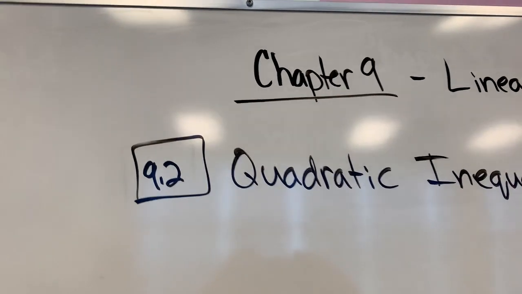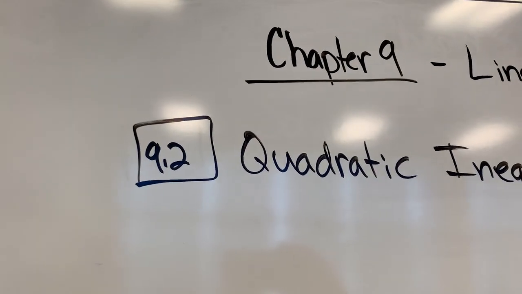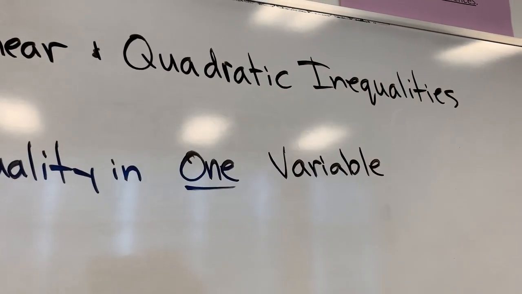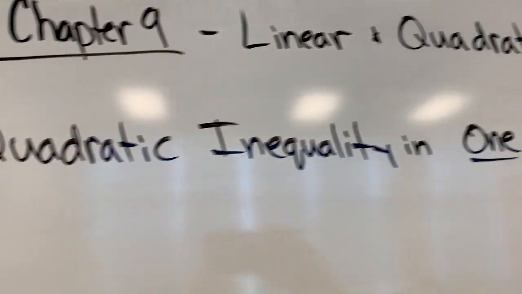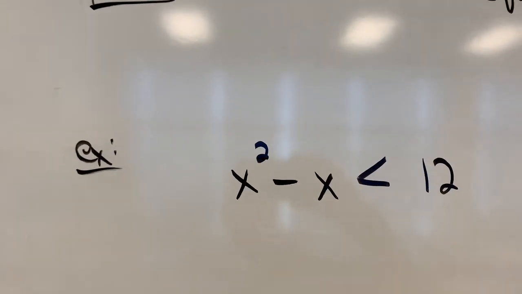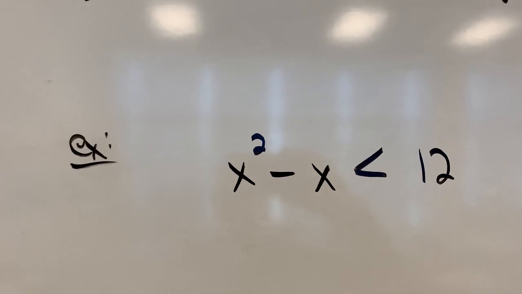This example comes out of chapter 9, section 9.2, solving quadratic inequalities, but in only one variable, meaning we don't have x's and y's in these questions, we just have a single variable. So my first example is this: x squared minus x is less than 12.